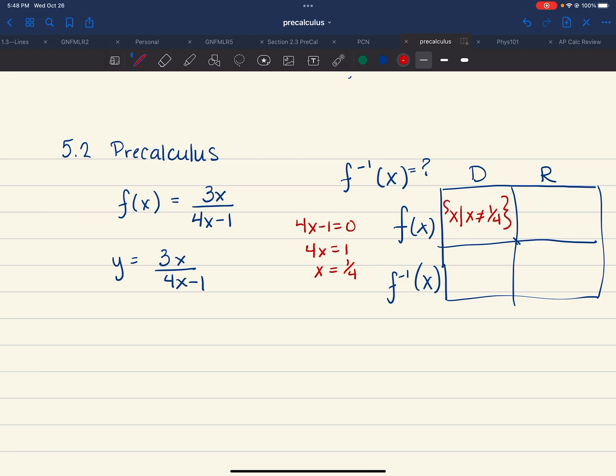So there's my domain. When I do inverses, that becomes my range. So now I can go ahead and write y such that y is not 1/4. So there's my range or my y values.